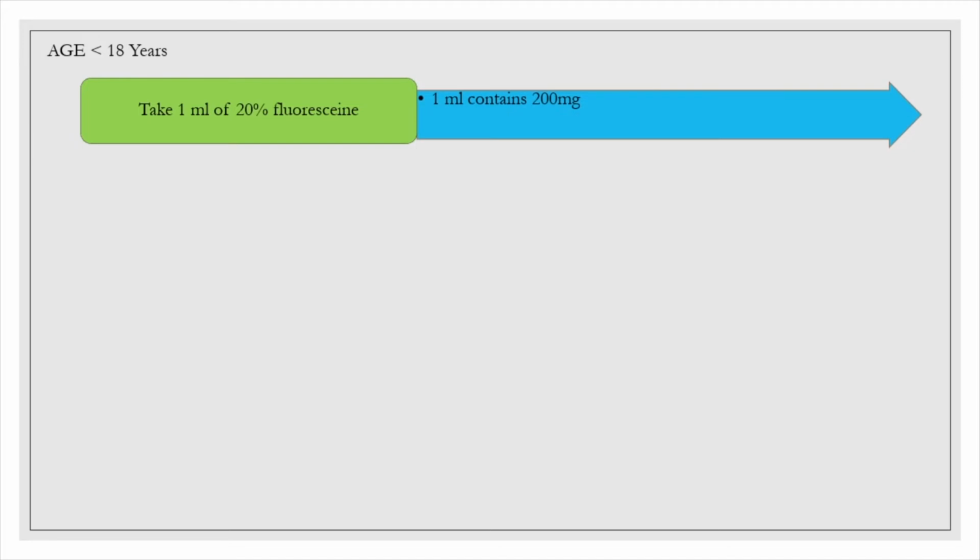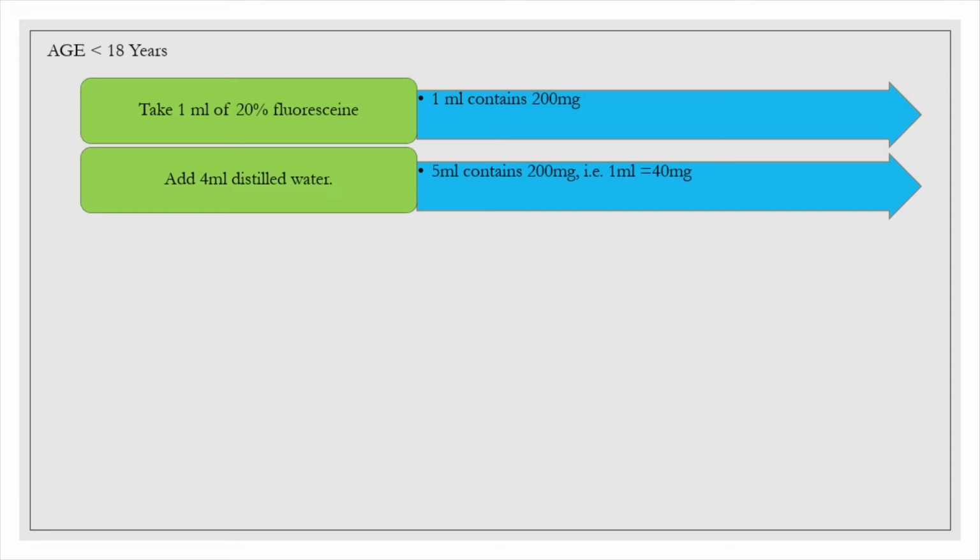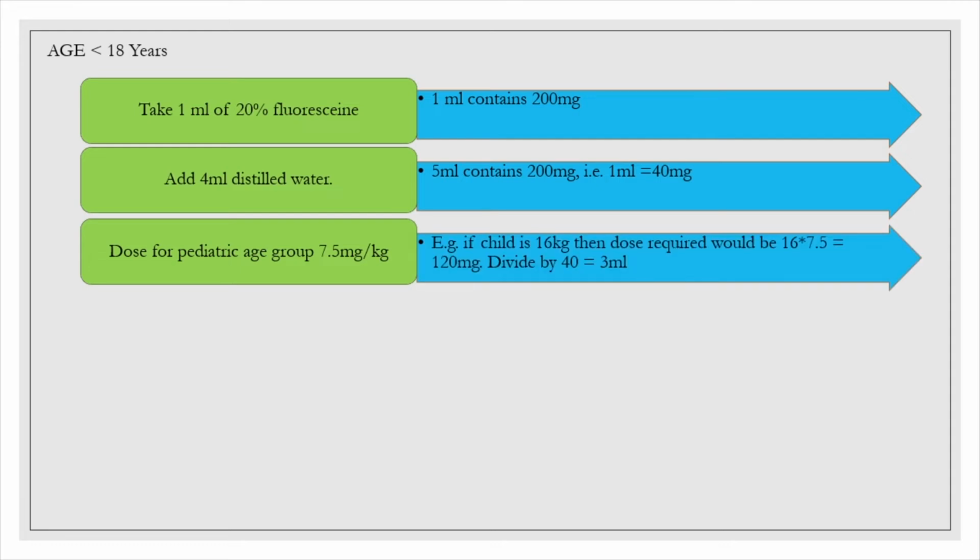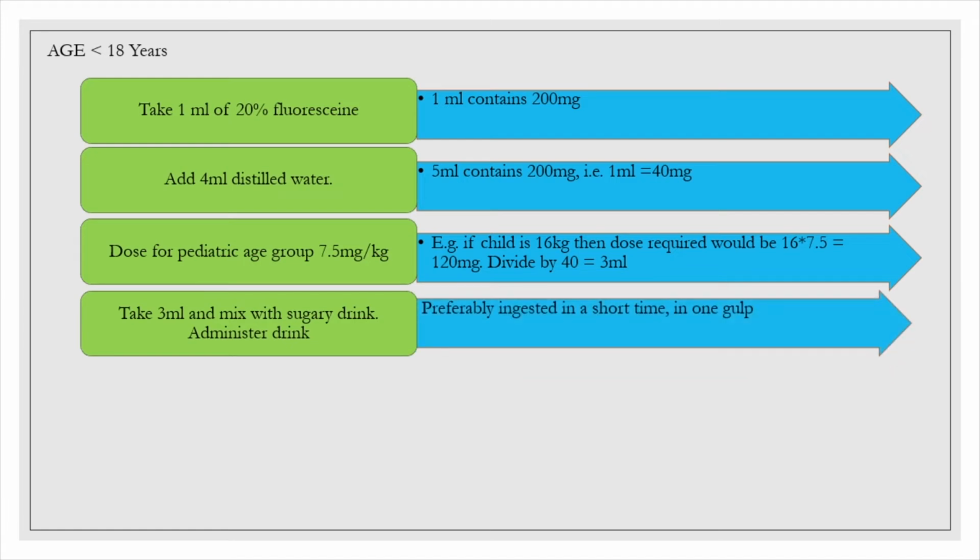So if the age is less than 18, you take 1 ml of 20% fluorescein, which basically contains 200 milligram. You add 4 ml of distilled water. So 1 ml contains around 40 milligram. So the dose is 7.5 milligram per kg for pediatric age group. So if a child is around 16 kgs, then you would basically do the simple math: 16 into 7.5, that would give you 120 milligram, and then you divide it by 40, so you get 3 ml. So you take this 3 ml and you mix it with a sugary drink and you administer the drink.